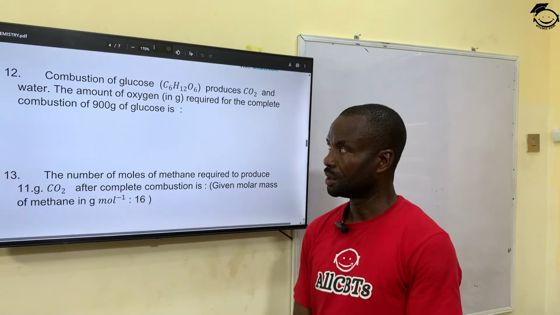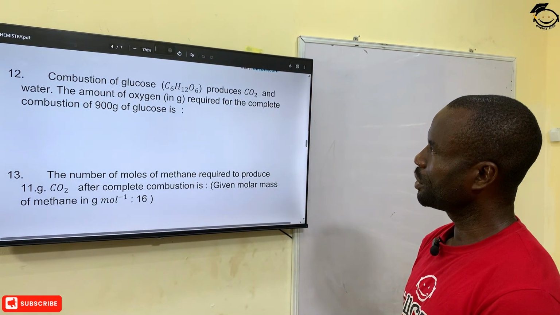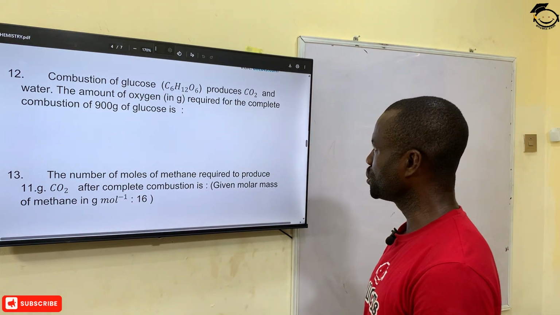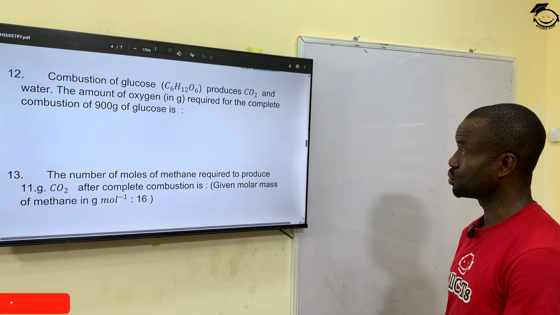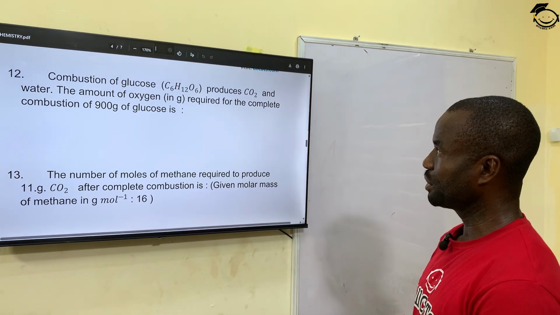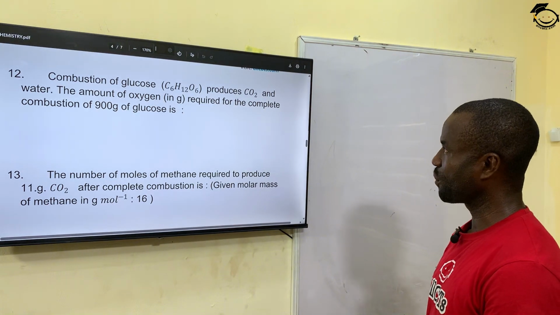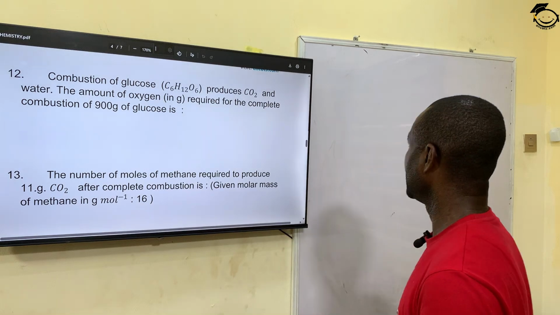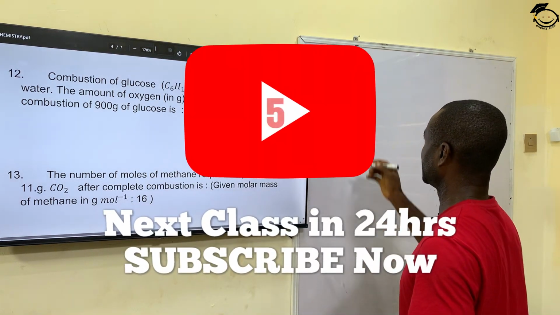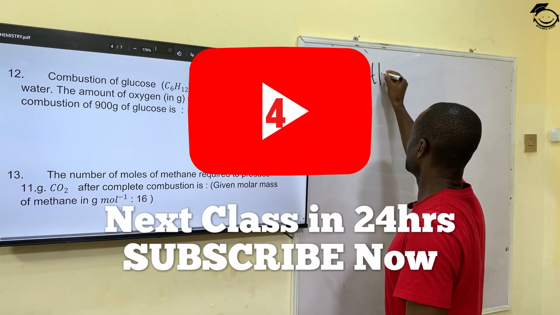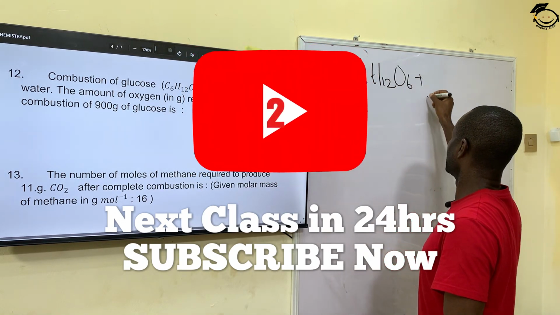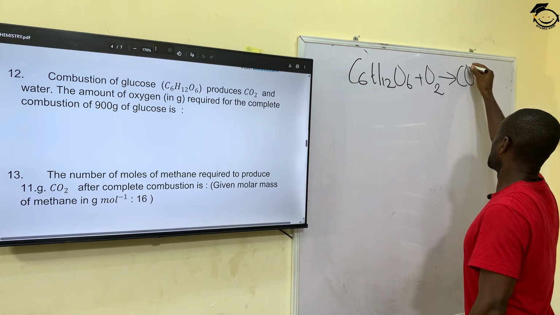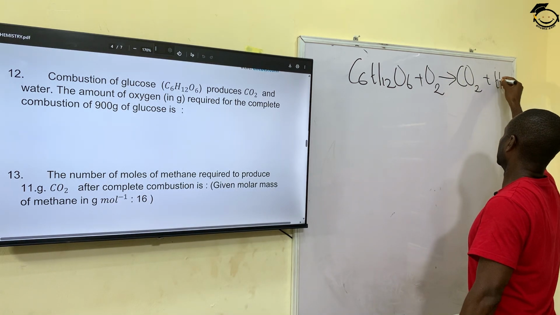C6H12O3. All right, the next question says, combustion of glucose, that is with the formula C6H12O6, produces CO2 and water. The amount of oxygen in gram required for complete combustion of 900 grams of glucose is, in this case, we have to write the equation of reaction. We have glucose, C6H12O6, will be burned or combust to give you CO2 and water.